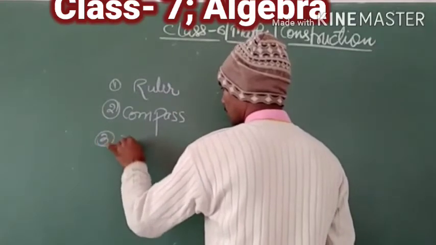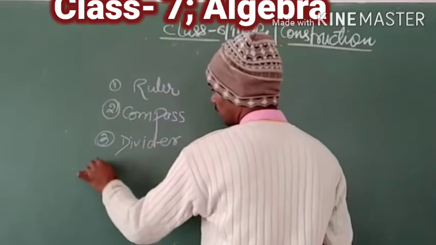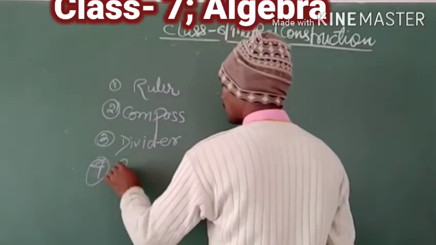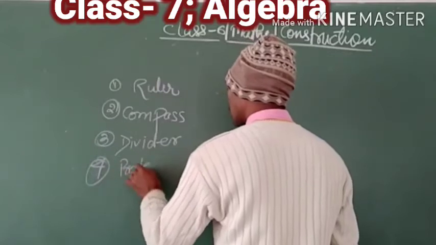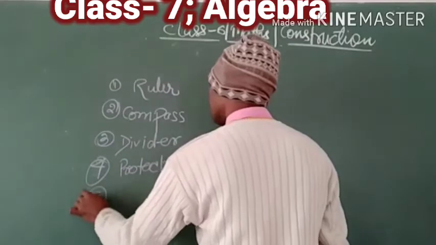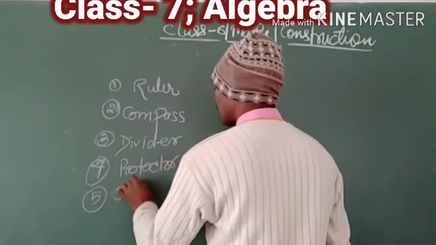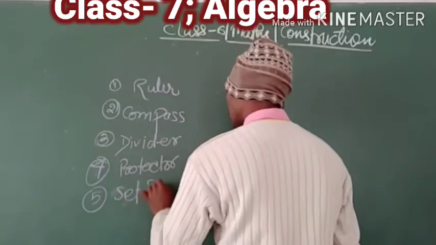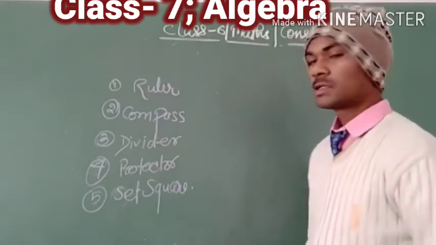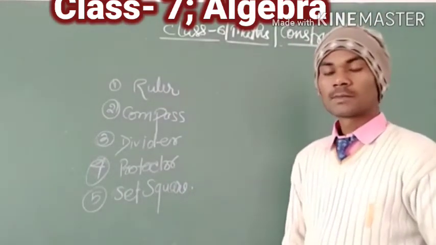third the divider, fourth the protector, and the last is the set square. Okay, so we shall use these tools for our construction.